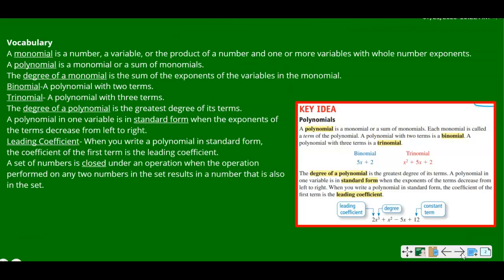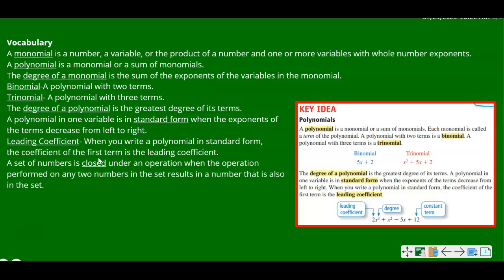You have several vocabulary terms to write in your notes today. So here they are. A monomial is a number, a variable, or a product of a number and one or more variables with whole number exponents. A polynomial is a monomial or a sum of monomials. The degree of a monomial is the sum of the exponents of the variables in the monomial. A binomial is a polynomial with two terms.